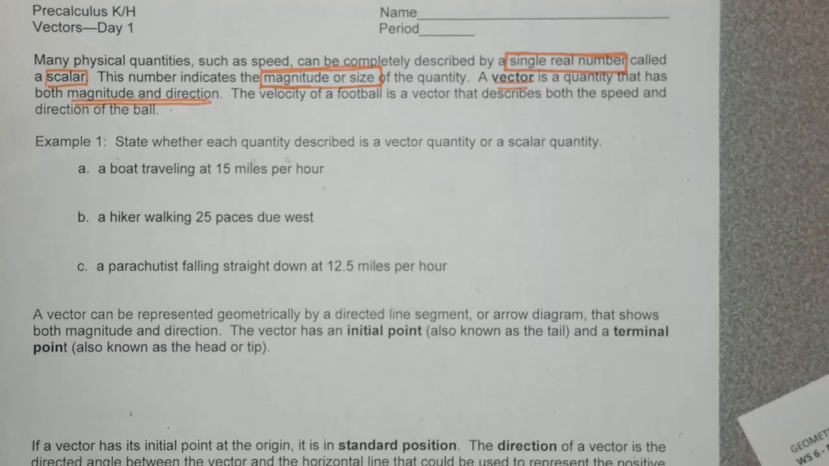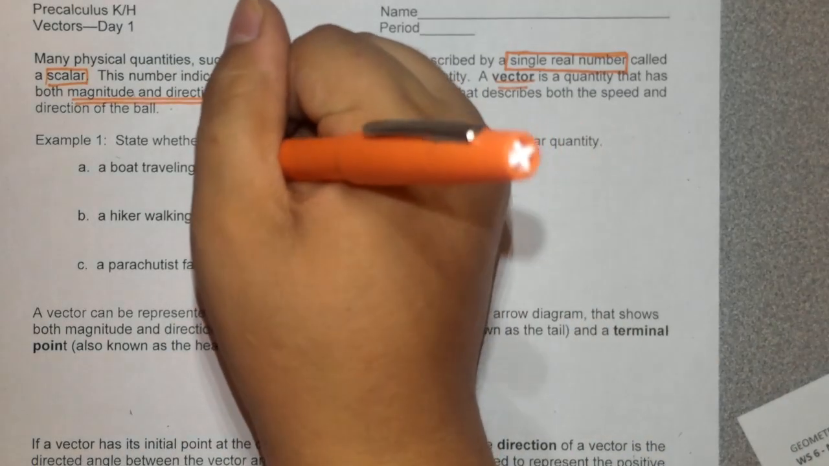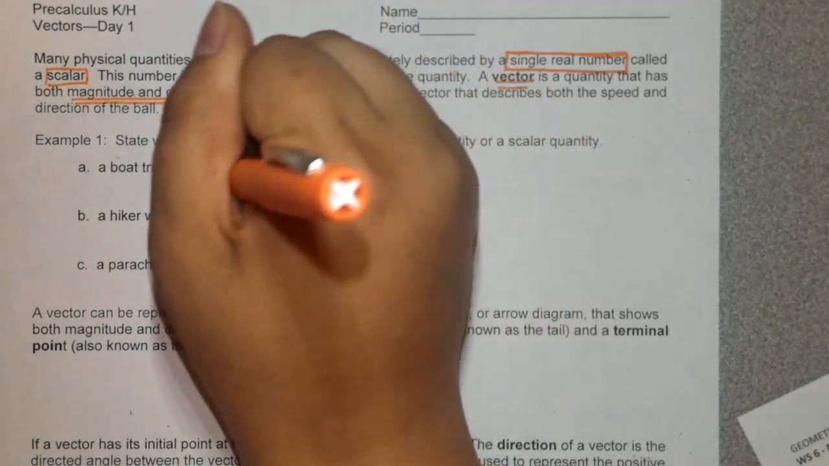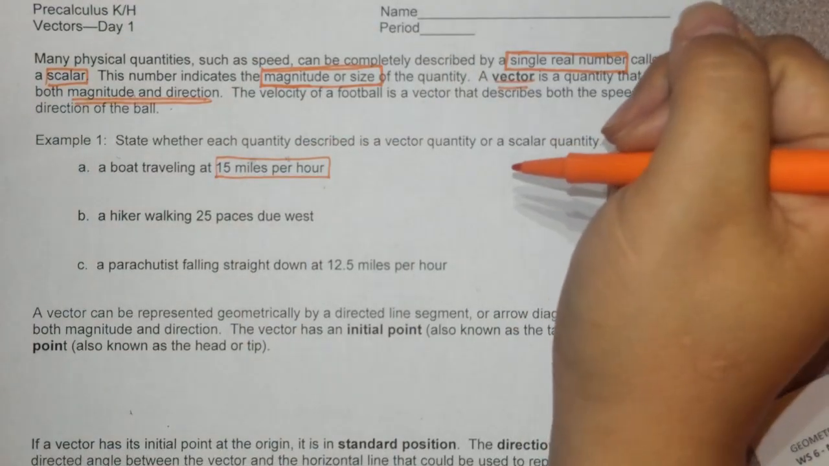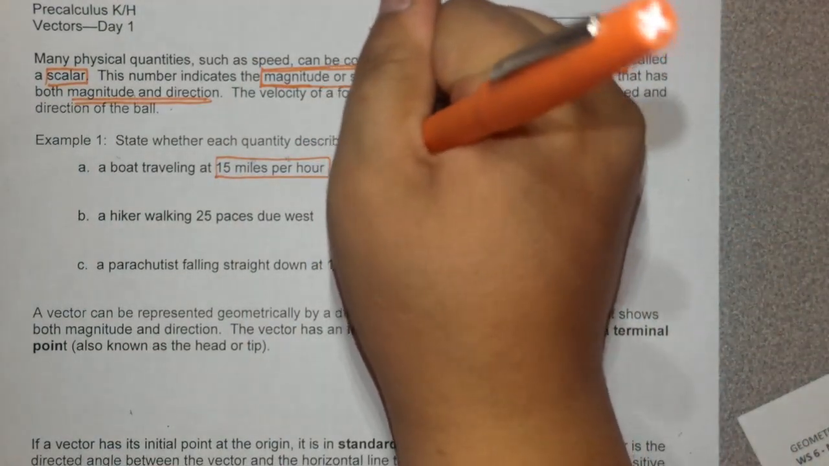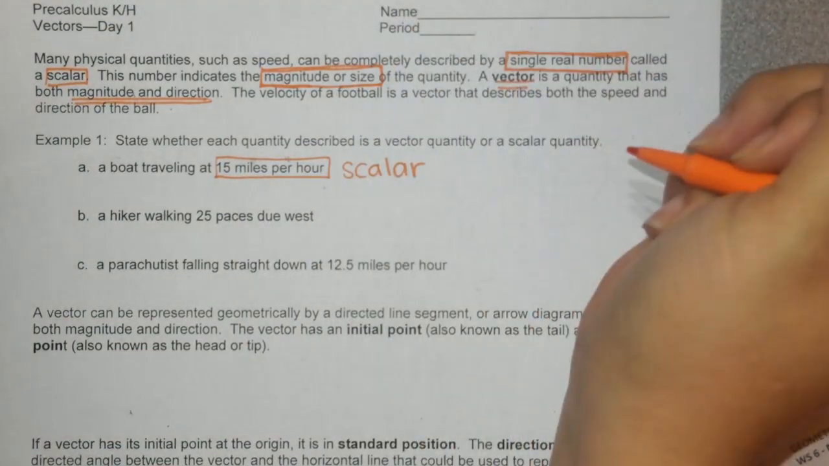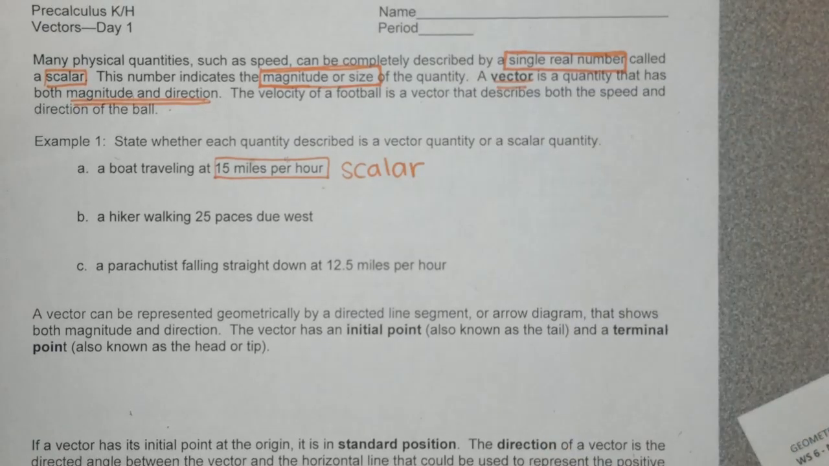So the velocity of a football is a vector that describes both the speed and the direction of the ball. State whether each quantity is describing a vector or a scalar quantity. A boat traveling 15 miles per hour is a what? Scalar. Why? Because it's just the number. It's just the speed.